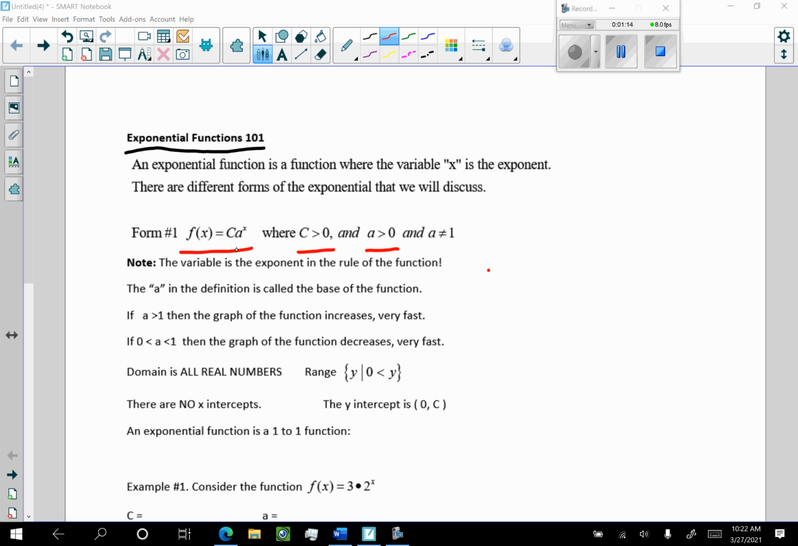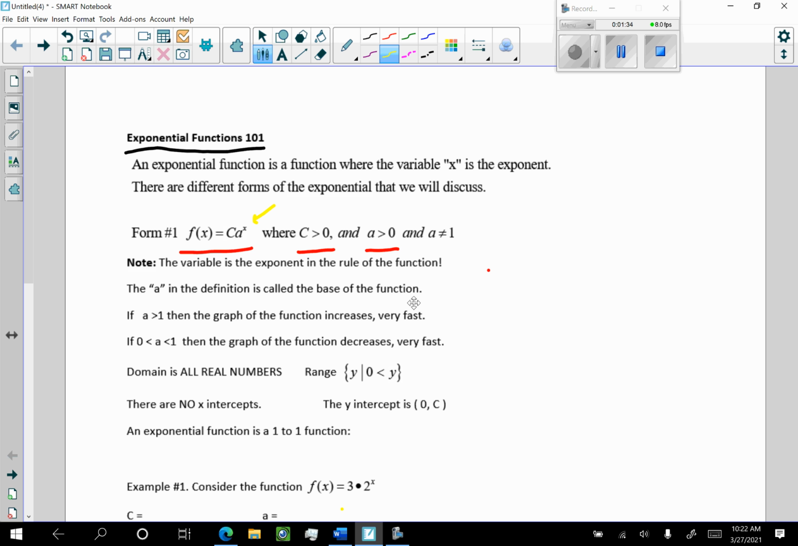So we have c, a to the x. X is the variable. Take note of the variable x. That is in the exponent. The variable is the exponent in the rule of the function. The a in the definition is called the base of the function.